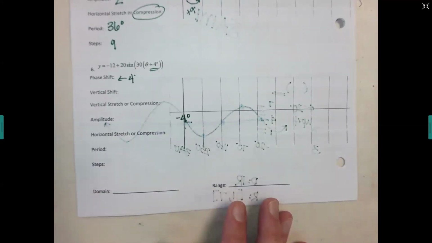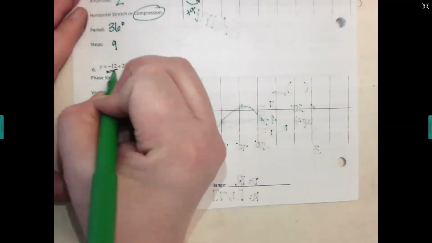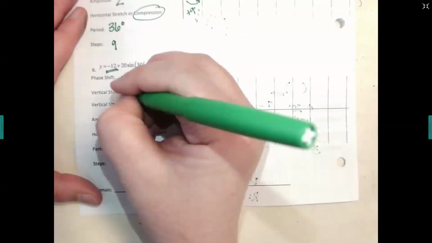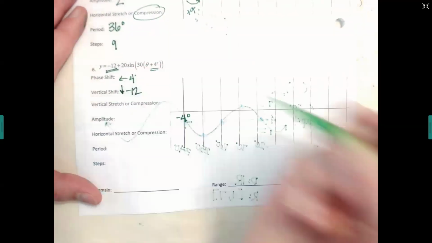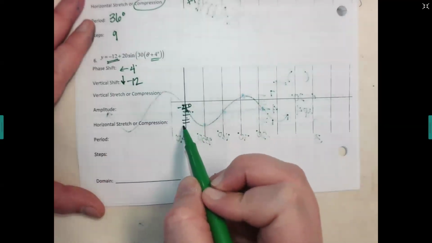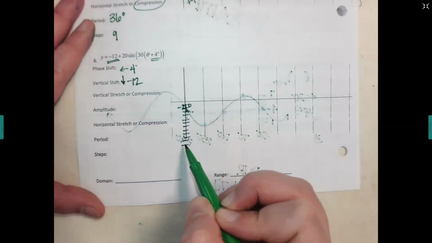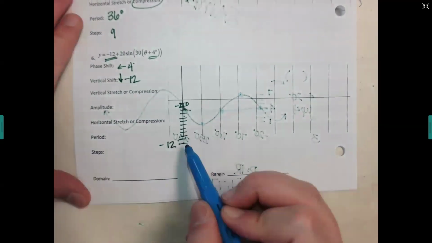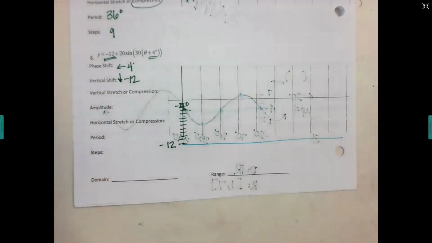Then I'm going to finish out the cosine before I go back and label the x's. So I have a -12 here at the back. Are we shifting up or down? Down 12. So let's go 1, 2, 3, 4, 5, 6, 7, 8, 9, 10, 11, 12. That's my midline. That's where my wave should kind of center around.